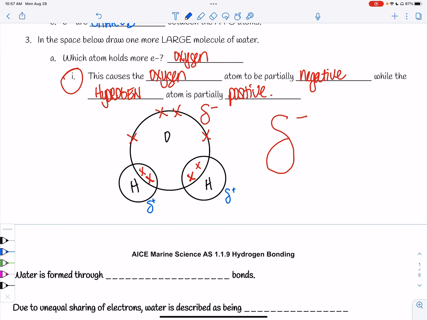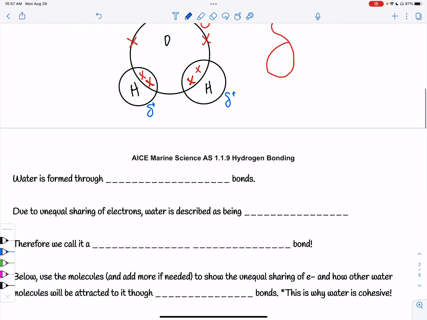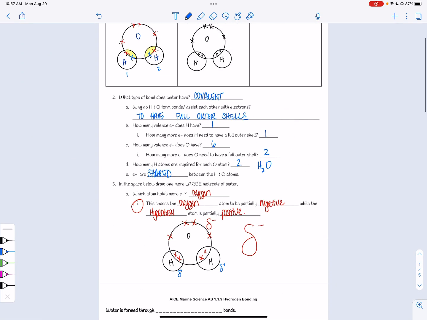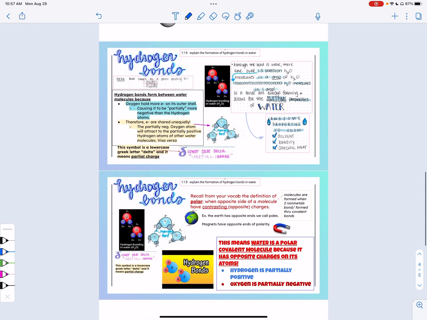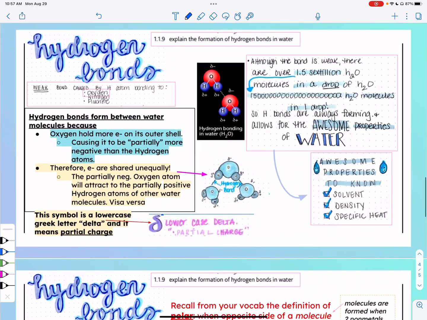This does not mean it's ionic, because they were sharing electrons. They did not transfer electrons. So that was the bell work, and then it's going to bring us to our main lesson today, which was hydrogen bonding. Comes from these parts of your notes.